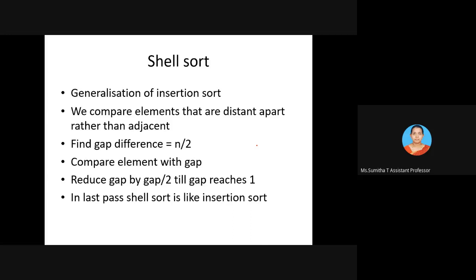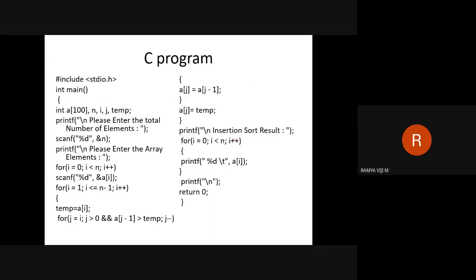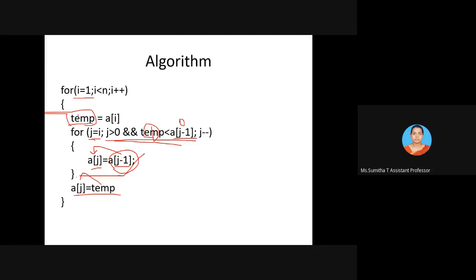Next algorithm, shell sort. Ma'am, why is the space complexity 1? I have explained it in yesterday's class. We are just using one variable, temp, right? Yes, ma'am.